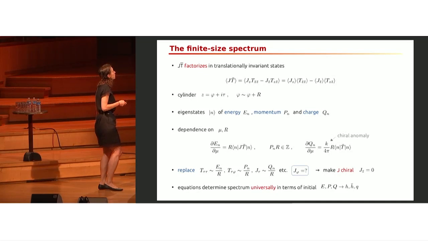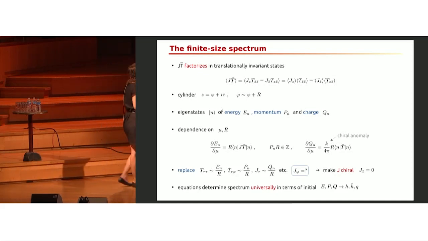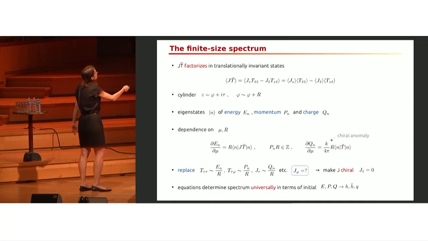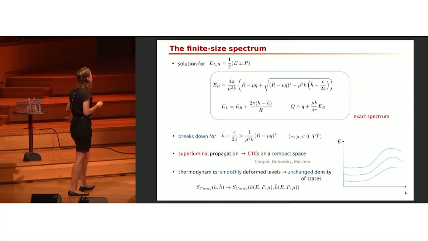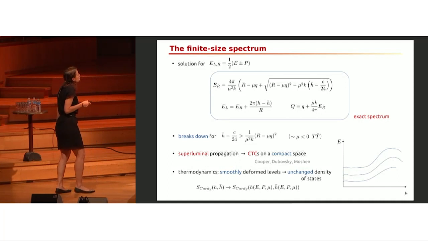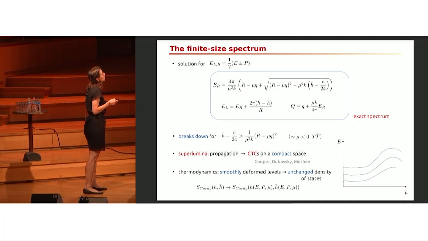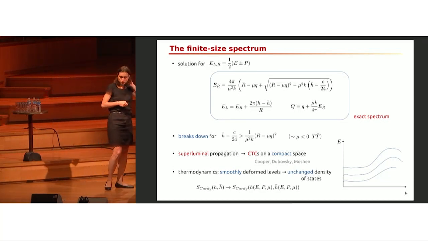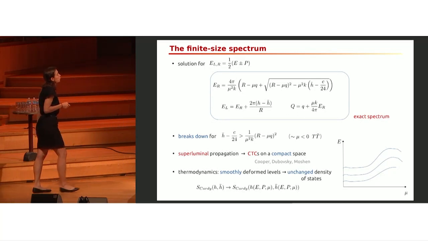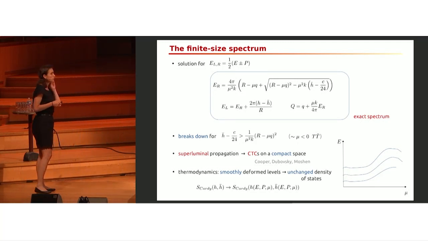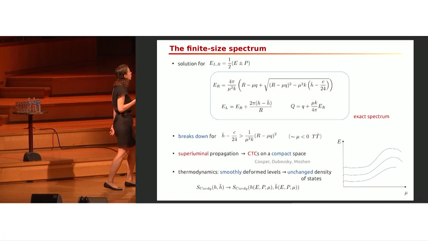Anyways, these flow equations basically determine the spectrum of the deformed theory universally in terms of the initial spectrum of the CFT, parameterized by conformal dimensions and charge. And this is the formula. It's an exact formula. The salient feature of this formula is that it breaks down if the initial right-moving conformal dimension is too large, so the right-moving energy becomes imaginary. This is very similar to what happens for negative mu TT bar. And there's a question whether this really makes the theory sick or maybe it's still OK.